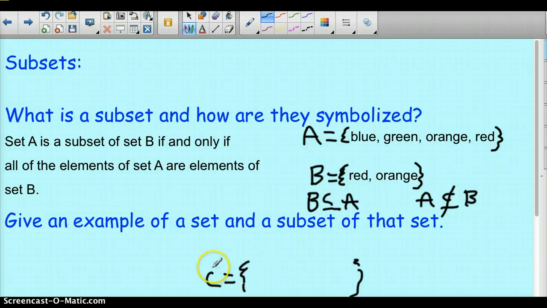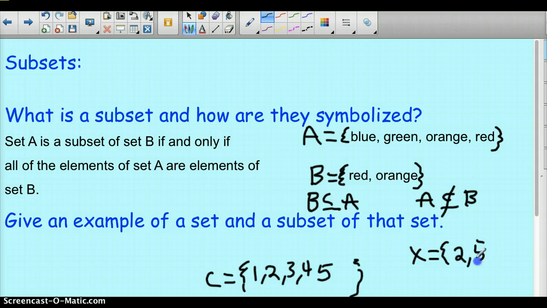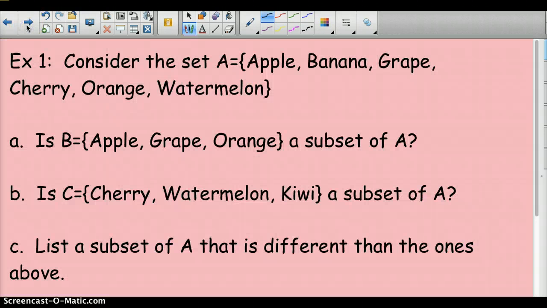Give an example of a set and a subset of that set. All right, well, if we had set C is going to be 1, 2, 3, 4, and 5. If we wanted a set that was a subset of that set, let's call it set X. Well, set X has got to have all elements that are in set C. So as long as I pick elements of set C, I'm okay. Well, I'm going to pick 2 and 5. Notice here, all of the elements of set X are in set C. Therefore, we can say that X is a subset of set C. That's the idea of subsets.